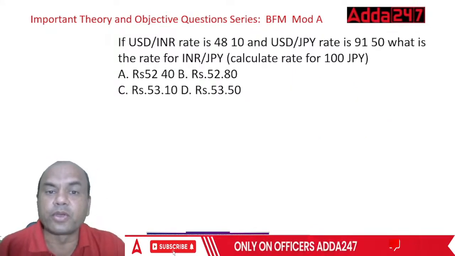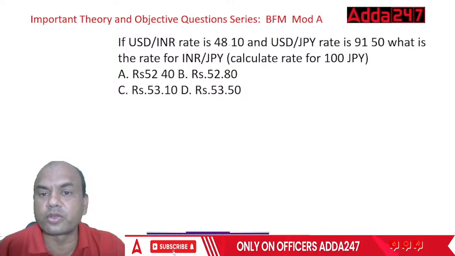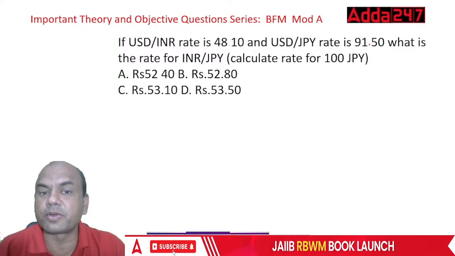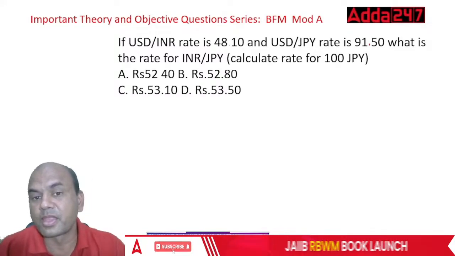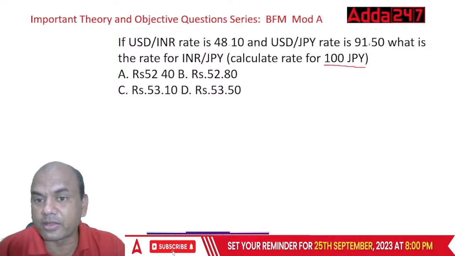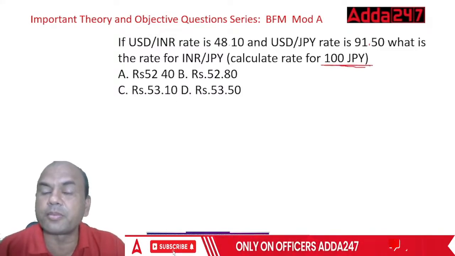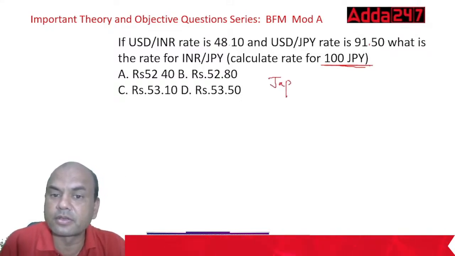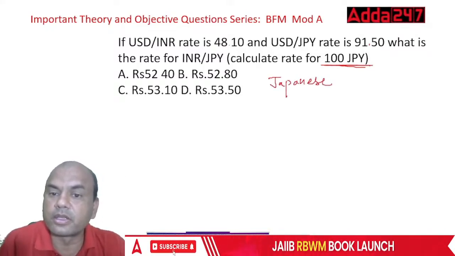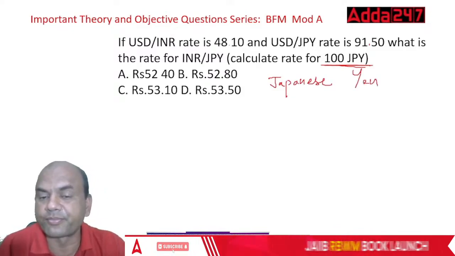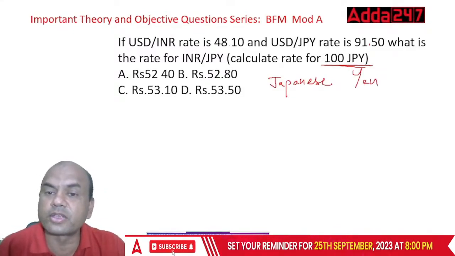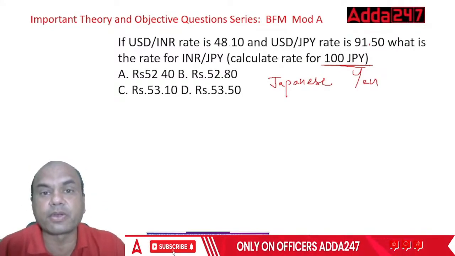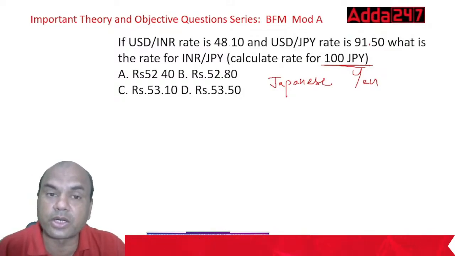Chalo. If USD INR rate is 48.10, USD JPY rate is 91.50, what is the rate of INR to JPY? This is not simple. Calculate the rate for 100 JPY. Remember, JPY means Japanese yen. It is their currency. So Japanese yen is always calculated in terms of hundreds. We always calculate 100 JPY, 200 JPY, 300 JPY. Rates are quoted in that way.